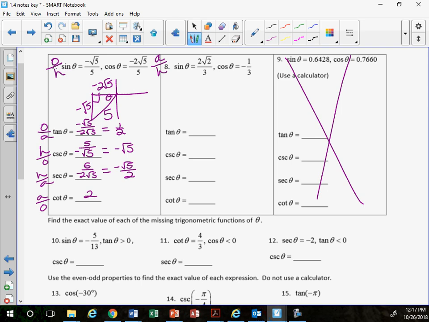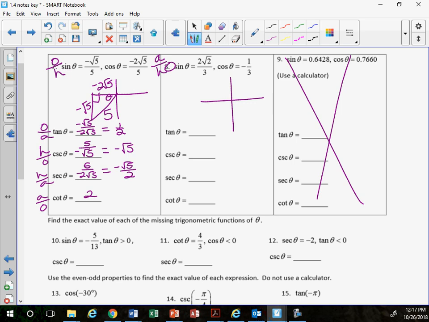But get in the habit of drawing the picture. There are going to be times when you don't have all the information and you need to use the Pythagorean theorem to find other parts of your triangle. And the picture helps you not screw up your signs. Because if I tell you what tangent of theta is, you have to think about what's actually positive and negative, what quadrant you're in. I promise the picture helps. All right, so guys, try number 8. Draw your picture for me.